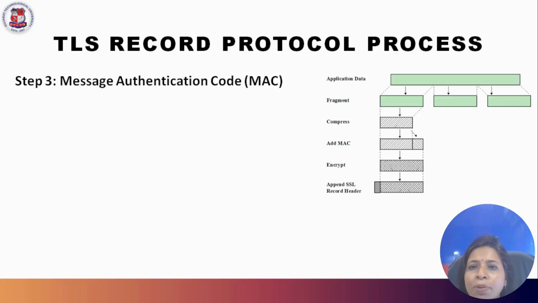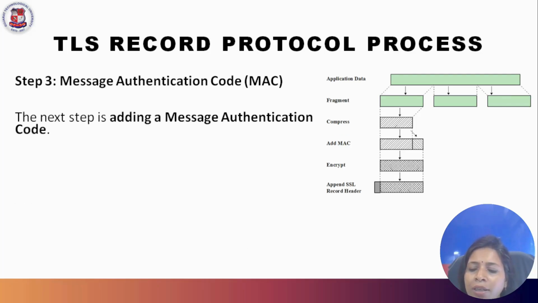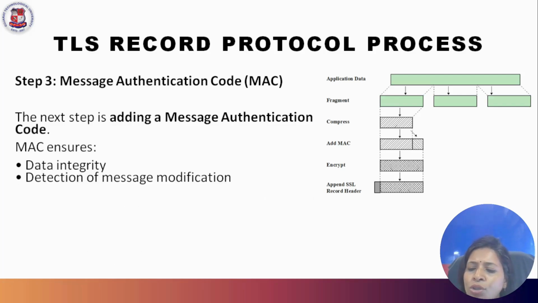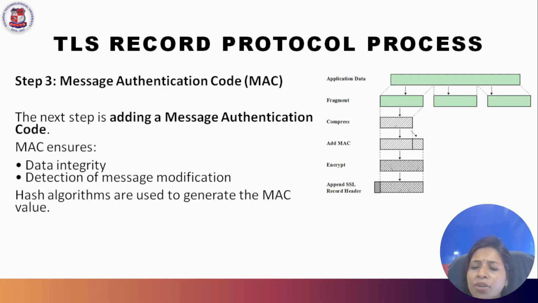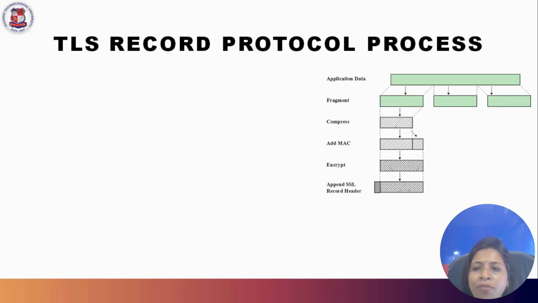The third step is the message authentication code. So MAC ensures data integrity during transmission, and it allows the receiver to verify whether the data has been modified or tampered with while traveling across the network. MAC values are generated using cryptographic hash algorithms, which produce a unique fingerprint for each message.